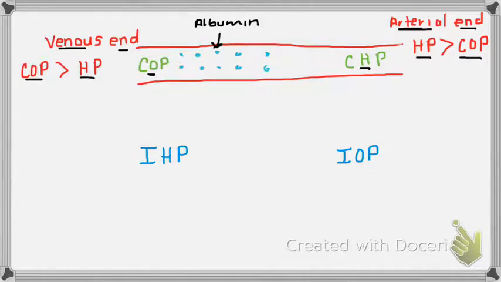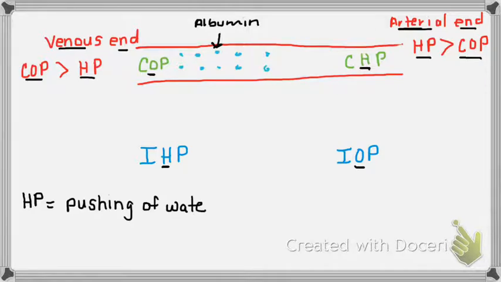And right here you have your interstitial oncotic pressure and your interstitial hydrostatic pressure. Okay, so hydrostatic pressure, both interstitial and capillary, equals the pushing of water. Okay, so your hydrostatic pressures are pushing. Okay, then you have your oncotic pressures, and they're going to be the pulling, the pulling of water.